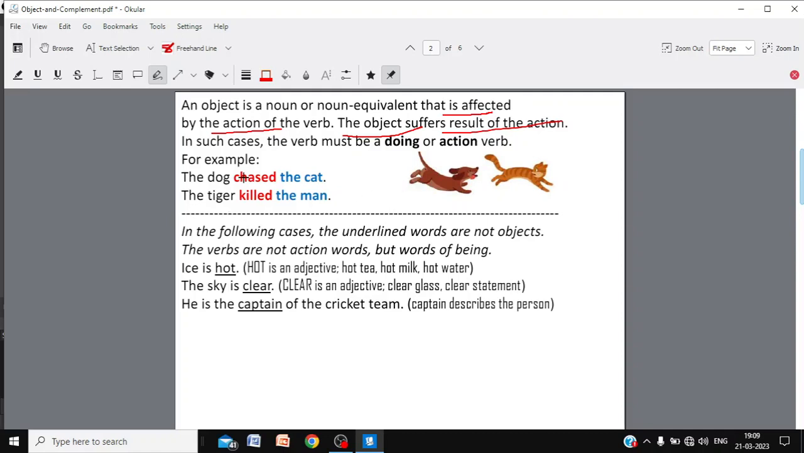The dog chased the cat. The tiger killed the man. The dog chased the cat. The effect of chasing: the cat has to run for its life. It is affecting its activity.